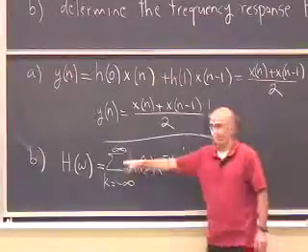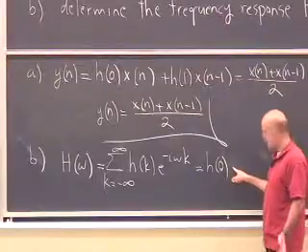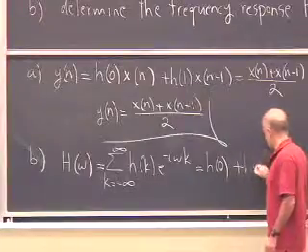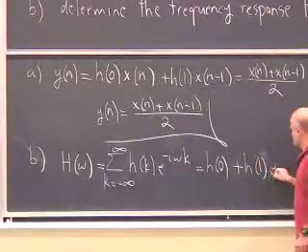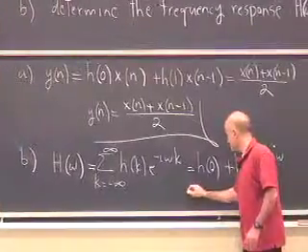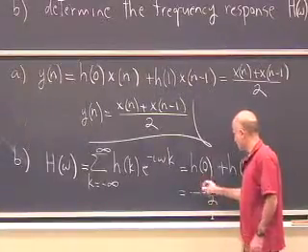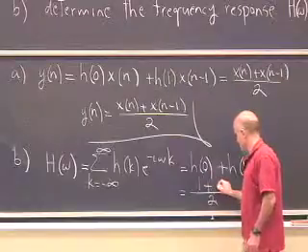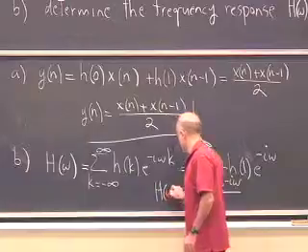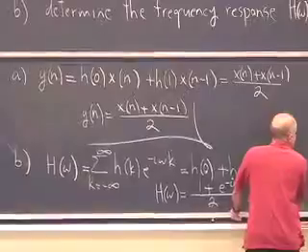There are only 2 non-zero terms here as well. H of 0 times what? E to the 0, which is 1, plus H of 1 times e to the negative I omega. And what does that give you? E to the negative I omega. This is H of omega. Okay. I'll leave this here.